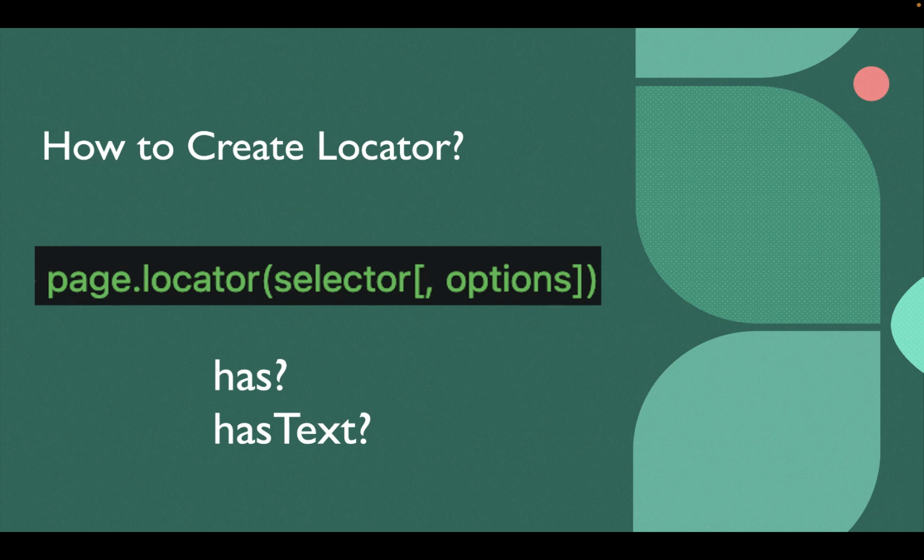Now, to create a locator, use page.locator, then the selector. The selector is the one we discussed earlier. Then options. You can have has text or any other. Let's see how to use locator.